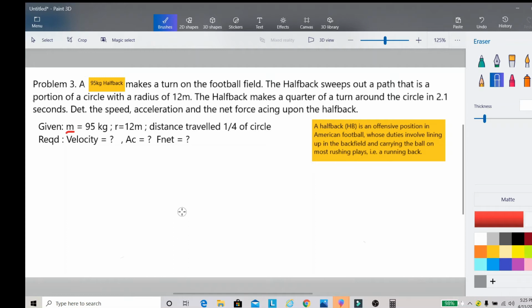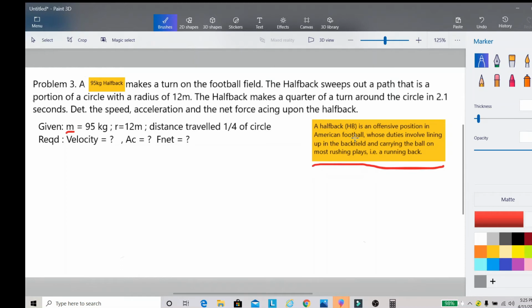Determine the speed, acceleration, and the net force acting upon the halfback. Now, I highlighted this 95 kilogram halfback here to show what is the definition. I put here the same highlighted. So, the halfback pala, offensive player sa American football, ano? So, in short, the halfback is a football player. Okay? So, ganun na lang natin tinanong.